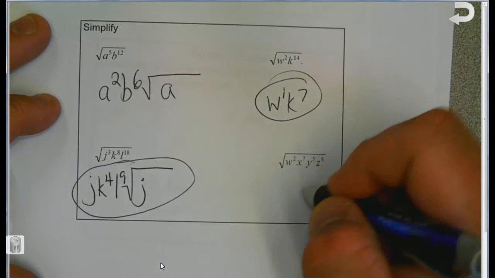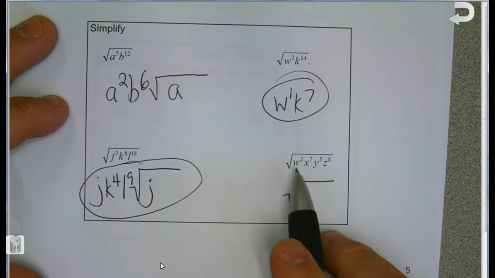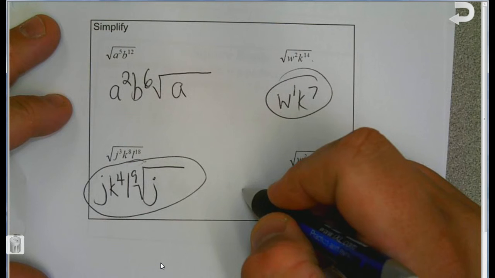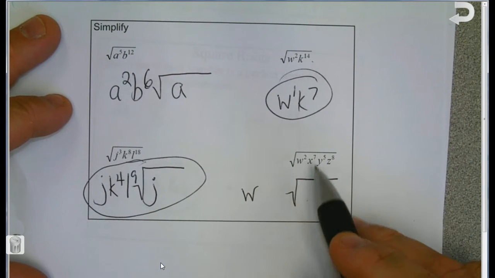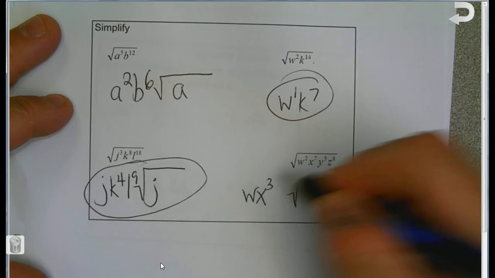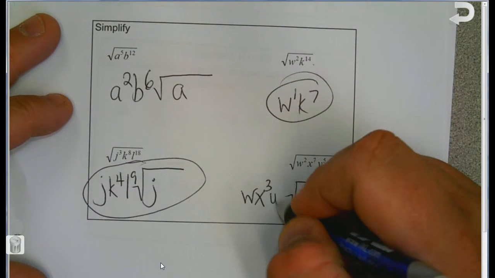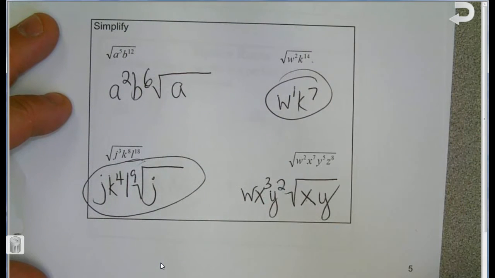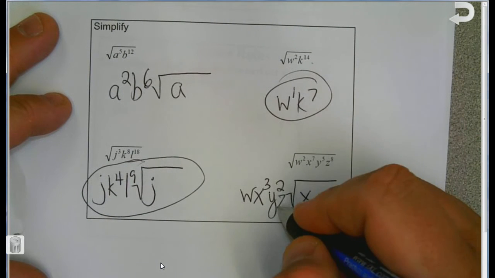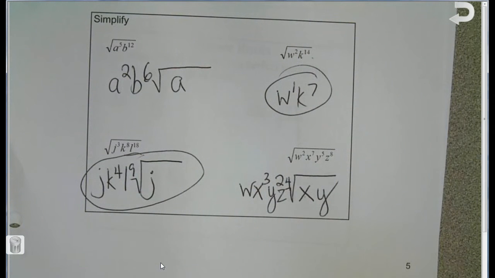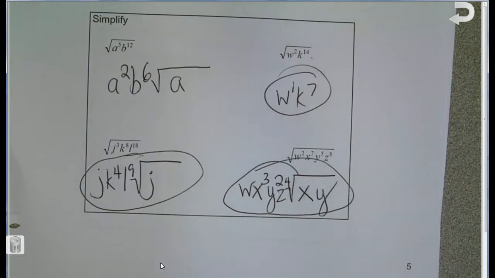This one, we have odd exponents, so we're going to have something here. W squared divided by 2 gives us a w with none left over. 7 divided by 2, x to the third with an x left over. Y to the fifth divided by 2, y squared with a y left over. Z to the 8th divided by 2, z to the 4th. Okay? And so hopefully you understand, like I said, math is all pattern based. And the pattern is, if it's an even, divide by 2, and there'll be none left over. If it's an odd, divide by 2, and put the 1 left over under the radical.